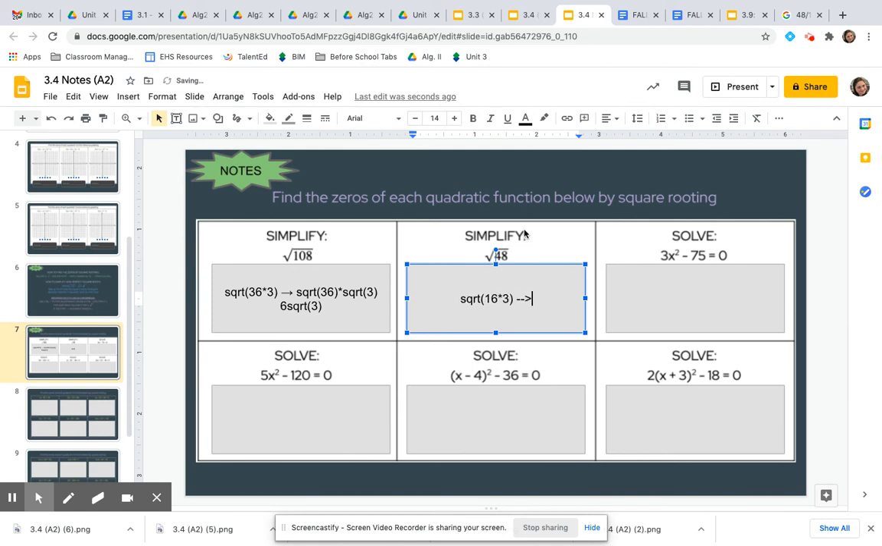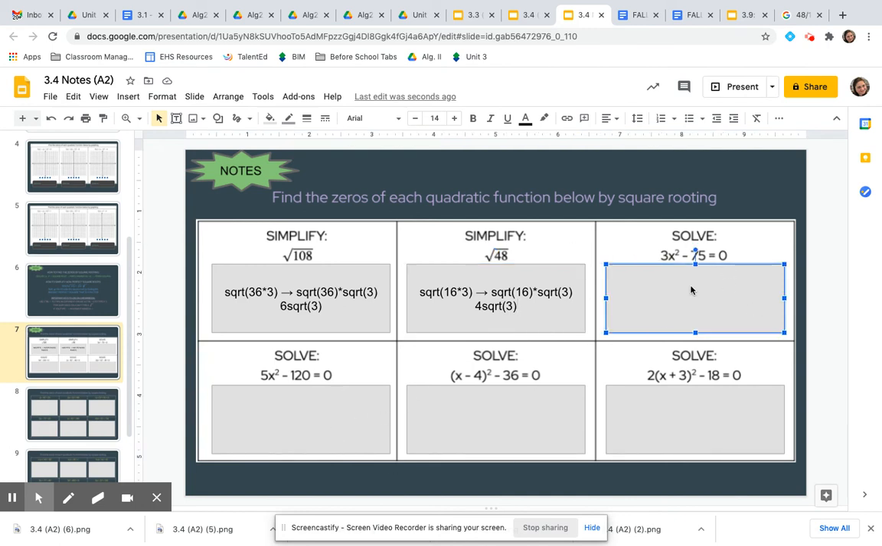Okay, and then we would split that up into square root of 16 times square root of 3. And no, you don't need to type all of this work for me. If you already know what it's going to end up being, you don't have to type anymore. Okay, so I'm going to type 4 square root of 3. And that's it. The reason why I'm talking about these first is because you might have to do that as you're solving some of these.